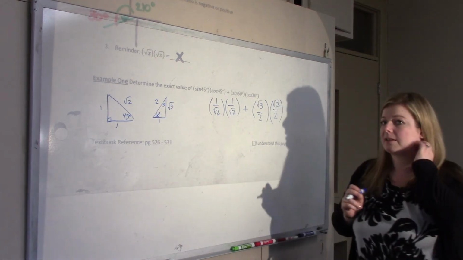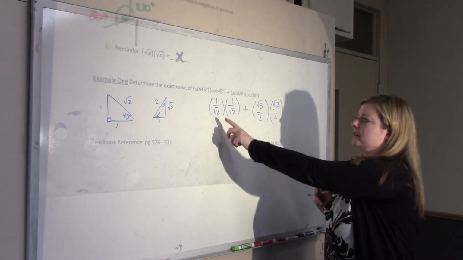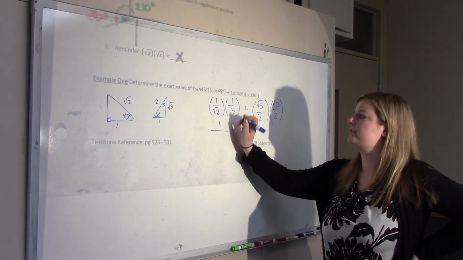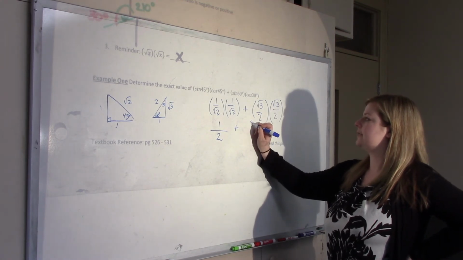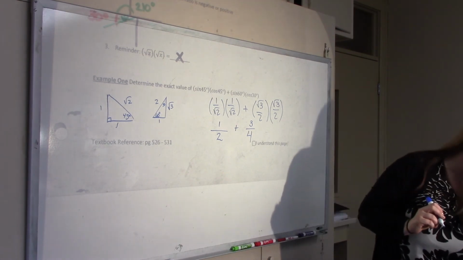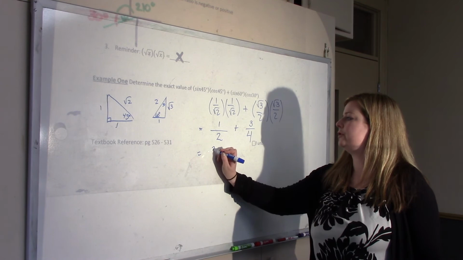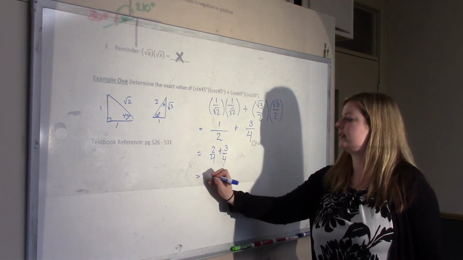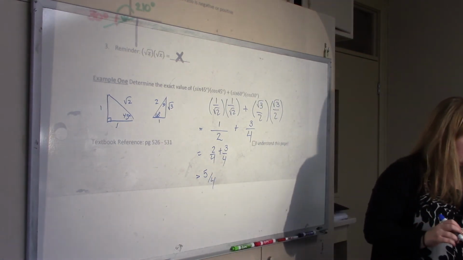Okay, so now I want to simplify this. So I just use BEDMAS. So I do my multiplication first. So this is just multiplying fractions. So 1 times 1 is 1. √2 times √2 is 2. √3 times √3 is 3. 2 times 2 is 4. So I just end up with a half plus three quarters. So this is just 2/4 plus 3/4. So I actually just end up with 5/4. And there you go.